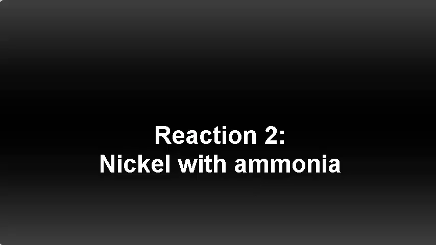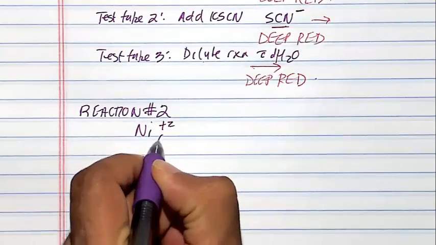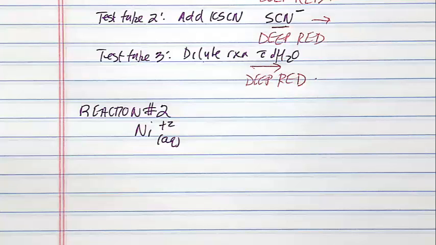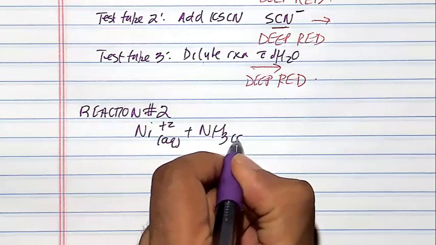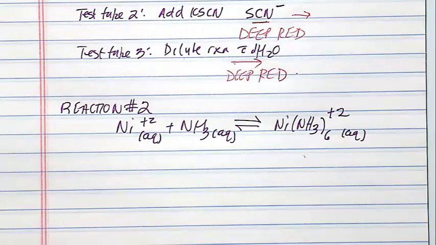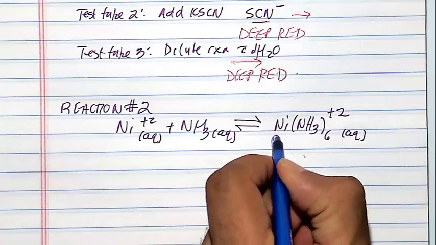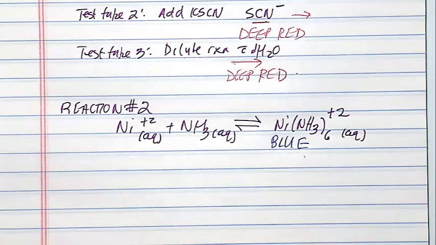Reaction number 2 is going to be a reaction that involves nickel. Okay, so all of these are aqueous solutions, so they're going to be dissolved in water. We'll react with ammonia. The color is actually a blue-violet color, so just call it blue here. That reaction has a color that you could use to determine if the reaction is proceeding towards the reactant side or towards the product side.